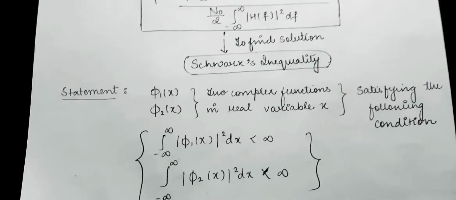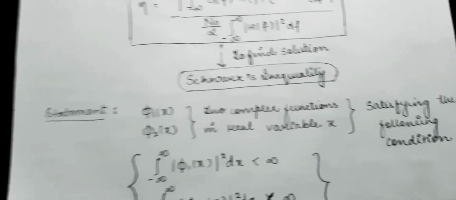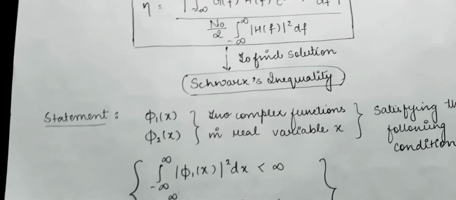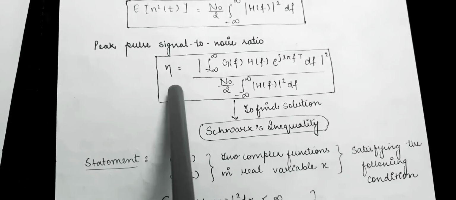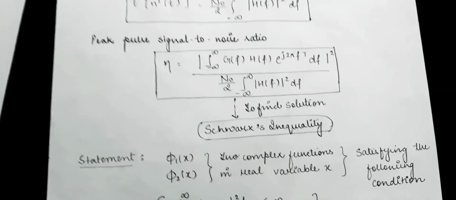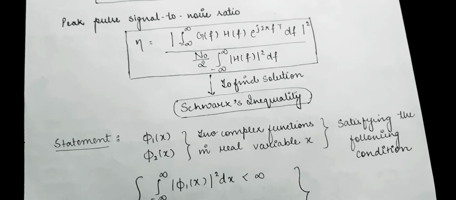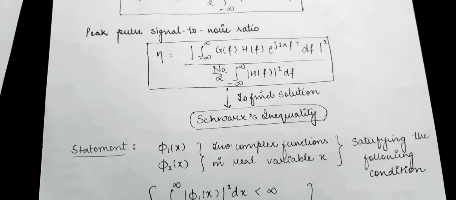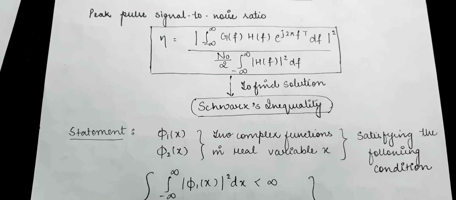In the previous lecture, we were discussing the maximization of the SNR, that is signal to noise ratio, of the filtered signal. In this, we got the formula eta is equal to mod of integrating from minus infinity to infinity G(f) H(f) e to the power j2 pi ft df, mod whole square, upon N naught by 2 integrating from minus infinity to infinity mod of H(f) square df.